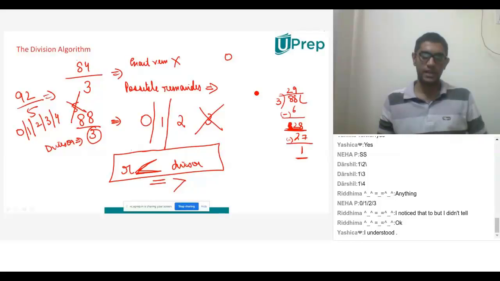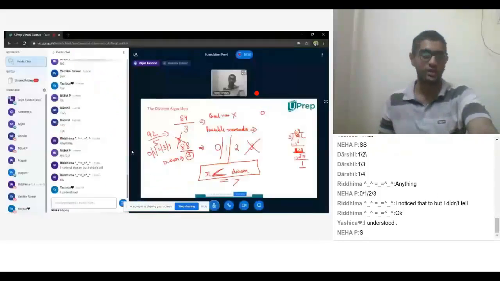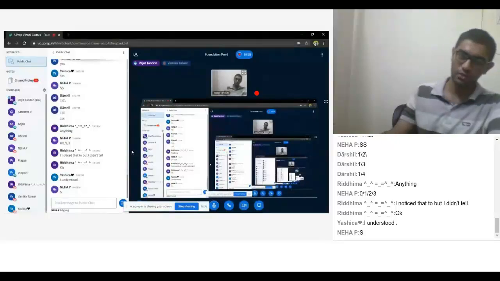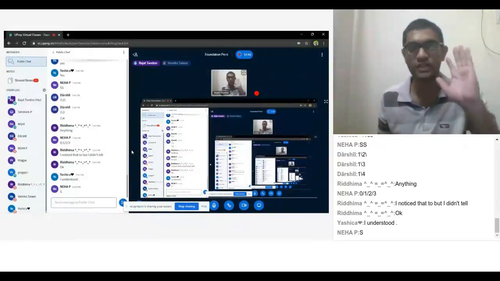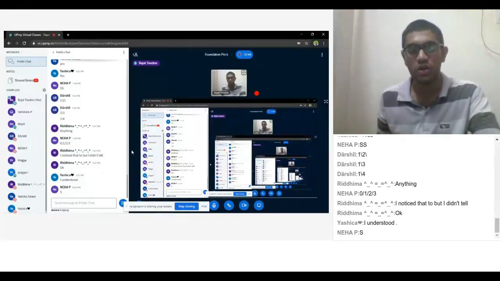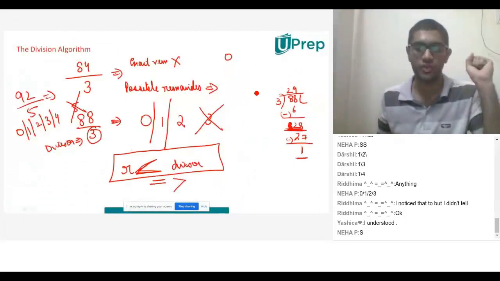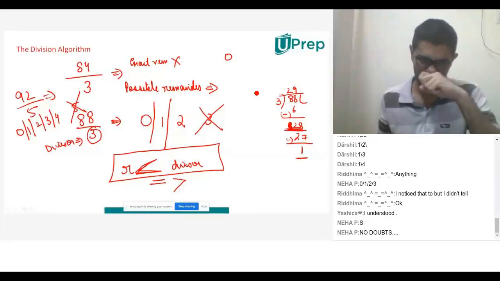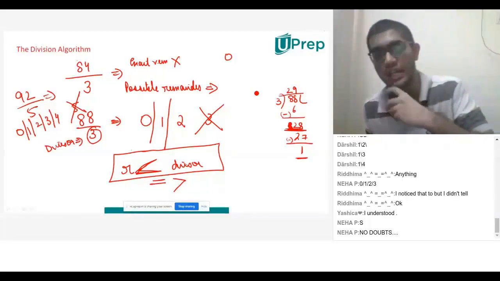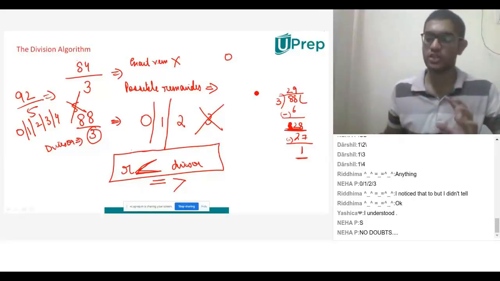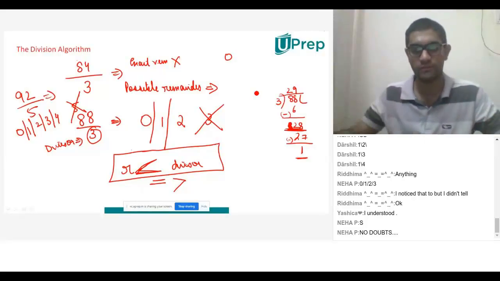Any doubts now, guys? I've taken another example. I think some of you got confused with n, so I took random examples. I don't want an exact answer. I want to know the possible values of remainders. It is always up to the divisor minus 1. You can take any example and try that. You will end up with the same thing. Don't worry.